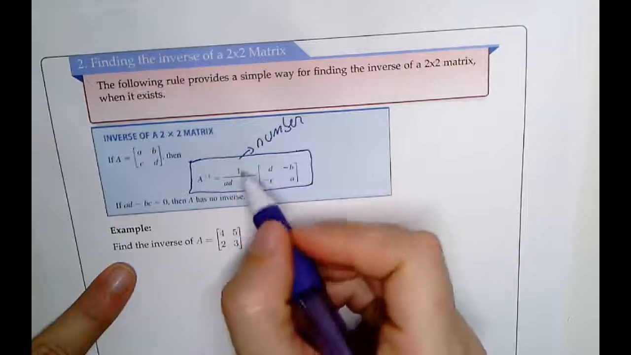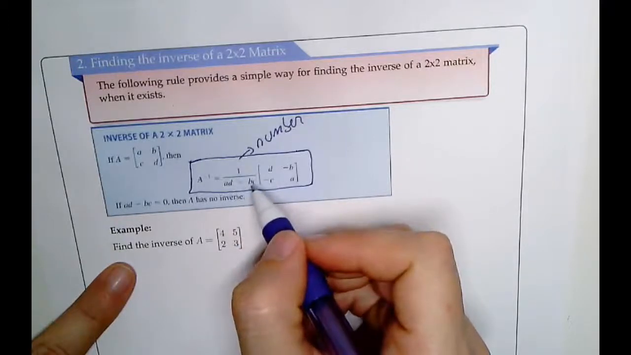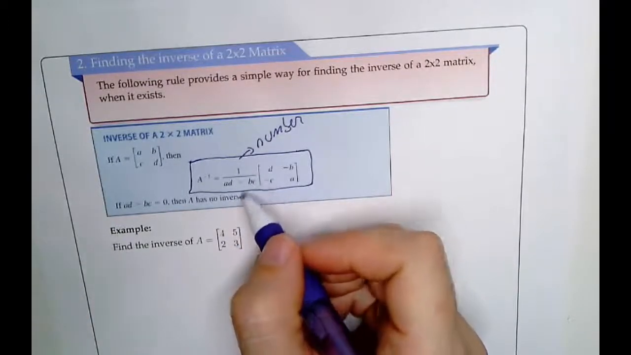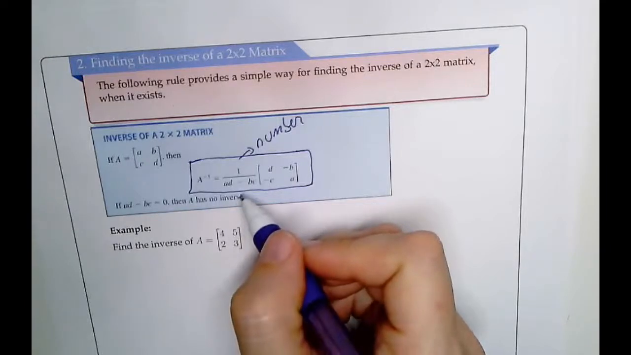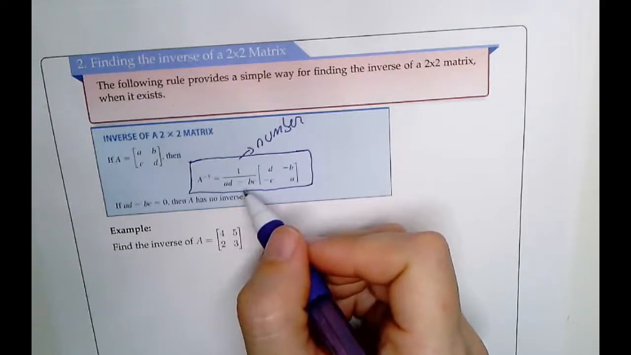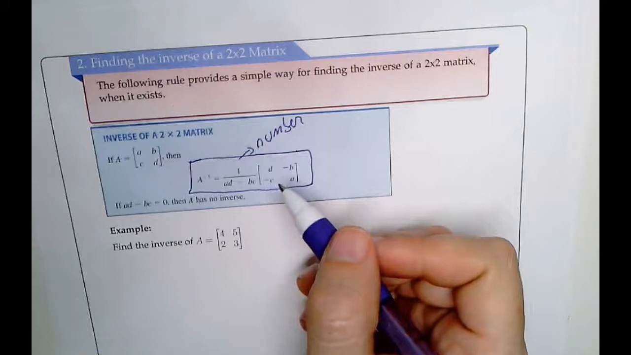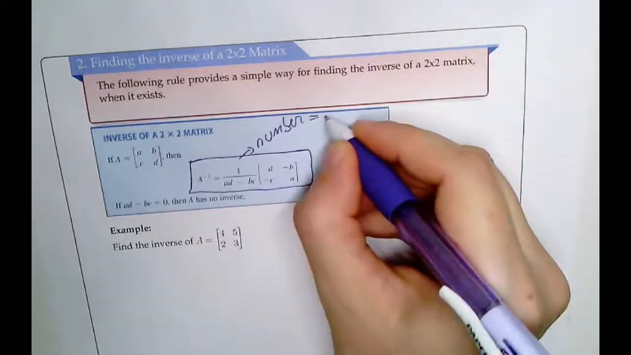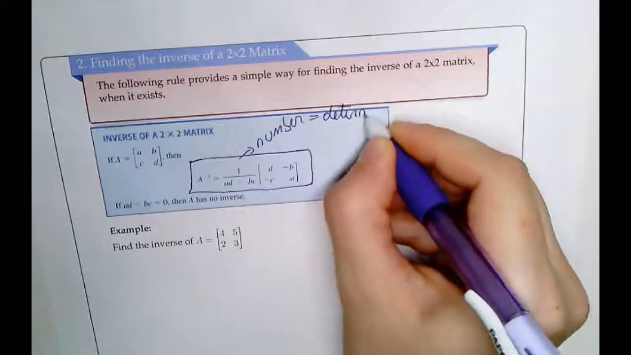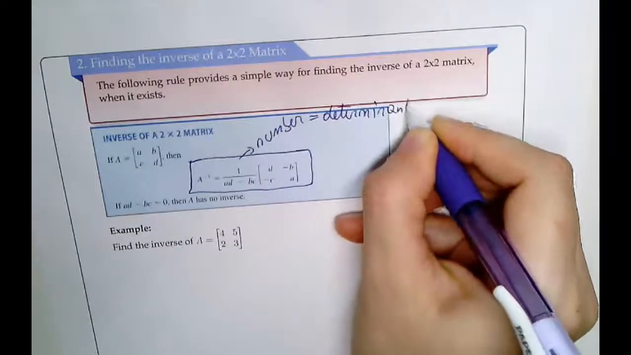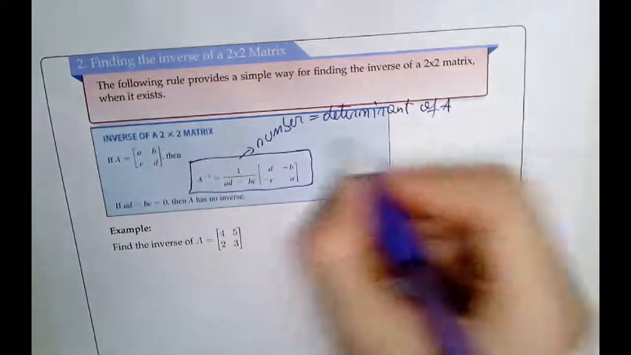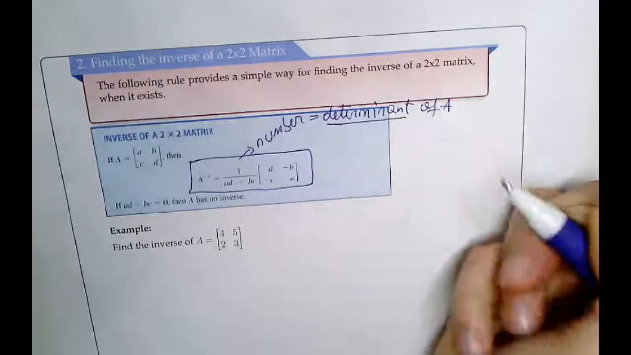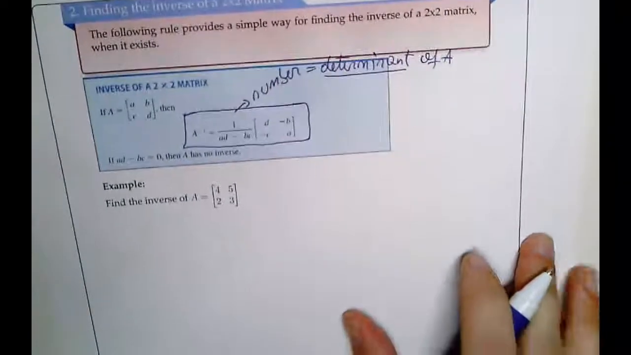But if you calculate this quantity, AD minus BC, and you get that it's 0, since we can't divide by 0, we say that it does not have an inverse. So actually this number is called the determinant of A. And we will talk more about determinants in the next section.